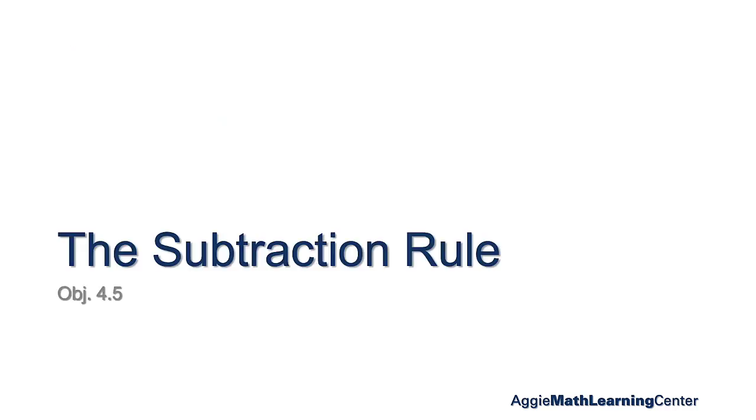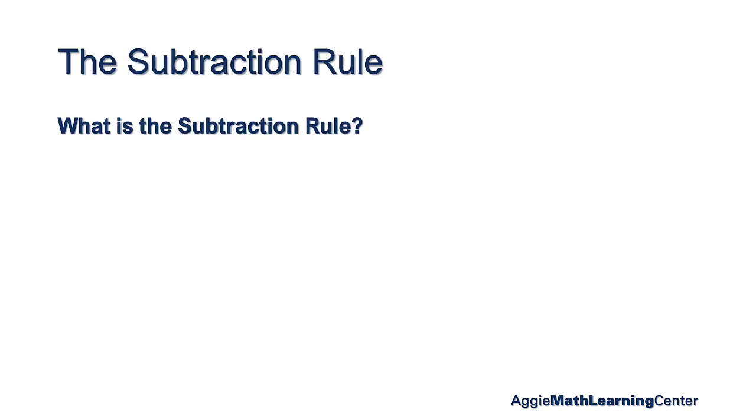Let's get started. We will begin by defining what the subtraction rule is, and then continue our learning by exploring some examples and practice problems. The subtraction rule can be represented by the following equation. Probability of event A is equal to 1 minus the probability of the opposite of event A.